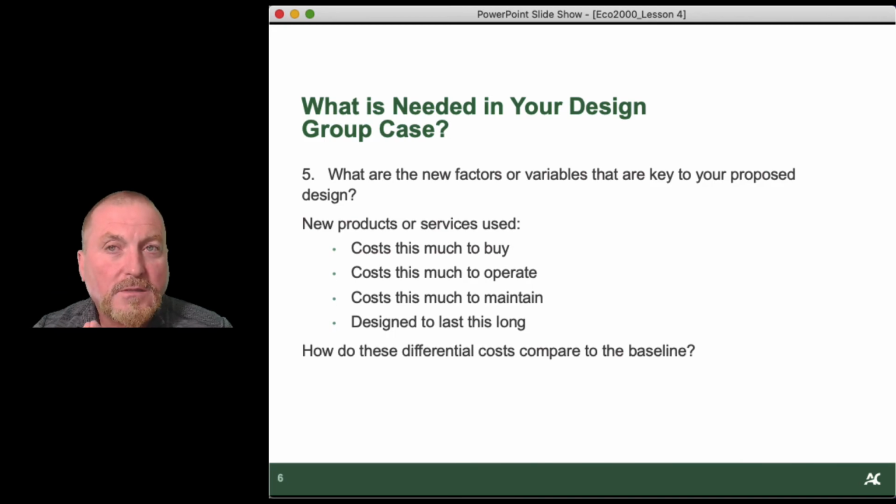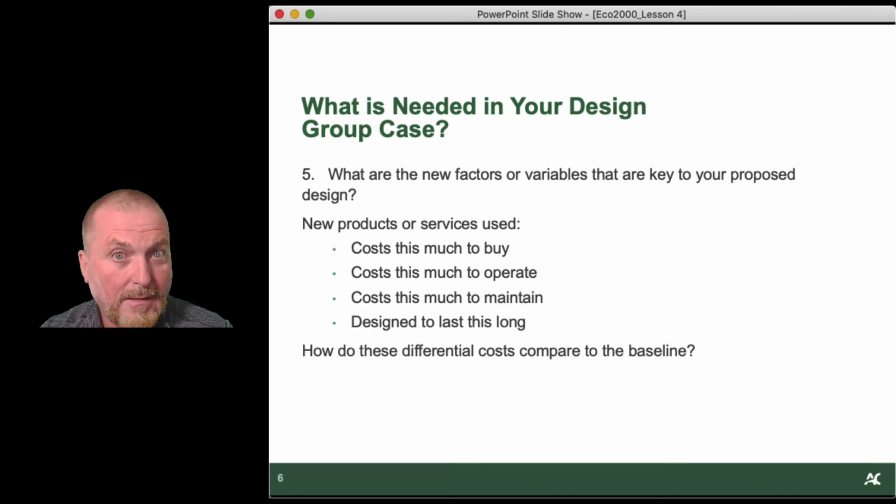So what are the new factors or variables that are key to your proposed design? In other words, what are you suggesting that's different from the baselines? Are new products or services used? Cost this much to buy? Cost this much to operate? Cost this much to maintain? Designed to last this long? How do these differential costs compare to the baseline?